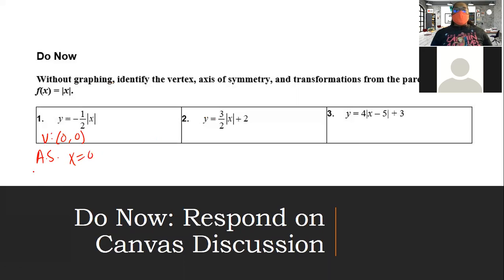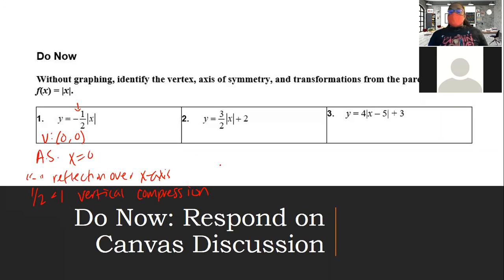And the transformation that took place, well, the only thing that happened, it was affected by my a. Because there is a negative, that's a reflection over the x-axis. Because I have 1/2, that value is less than 1. That means it's a vertical compression. And that's what you're doing to each one of these, describing what it represents and what it means.